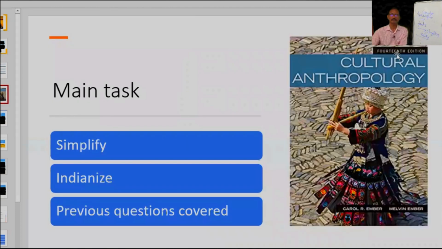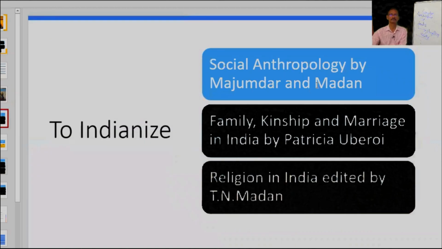So this is the anthropology textbook that I wanted to Indianize. Simplify, Indianize, and in a way cover previous questions. This is my book. And to Indianize, what Indian books did I use? Social Anthropology by Madan and Majumdar, Family, Kinship and Marriage by Patricia, and Religion in India by T. N. Madan. These are not the only books that I used, but these are the books for the purpose of Indianizing.